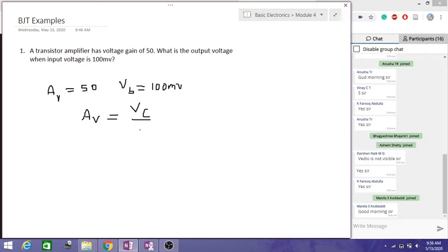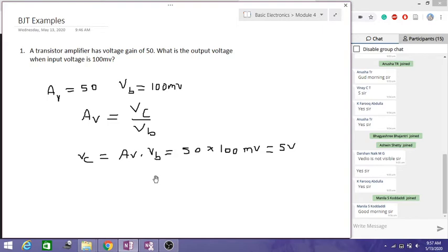So here the transistor amplifier, the output voltage is Vc and the input voltage is Vb. We are talking about a common base configuration circuit here. So now the output voltage is nothing but the product of the voltage gain with the input voltage. So that is equal to 50 into 100 millivolts. So this will be equal to 5 volts. So this is the answer for this.